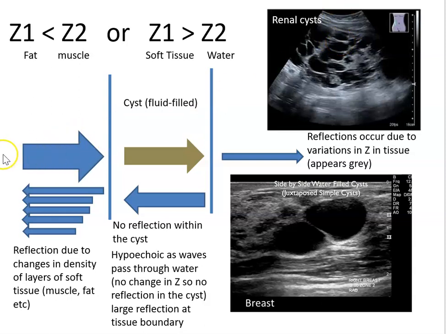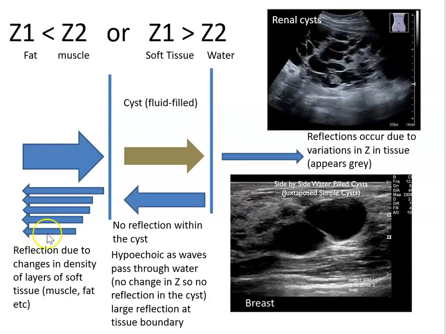So going from the transducer here, we've got 100% of the sound entering the skin, small amounts of it bounce back to give this series of layers, then what sound is remaining enters this cyst, goes straight through the cyst because there's nothing to reflect, hits the far side of the cyst, and then bounces back. So this is the sound that we see heading back to the detector.